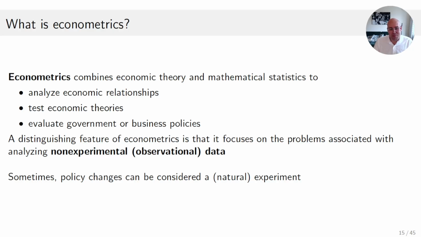And the last point I put here is that sometimes policy changes can be considered a natural experiment. And we're going to talk about that later in the course as well. So a natural experiment is an experiment that sort of happened by chance. But the distinguishing feature, a very important one, is that econometrics is all about non-experimental or observational data. And when you look at statistics, to a large extent, statistics has nothing to say about this. It is here that econometrics really makes a contribution.